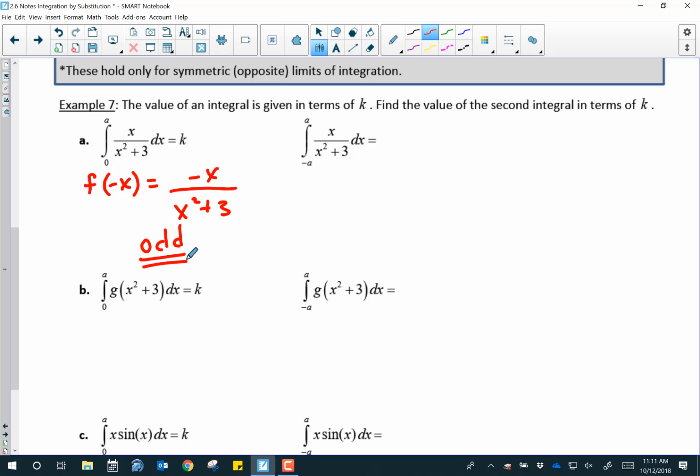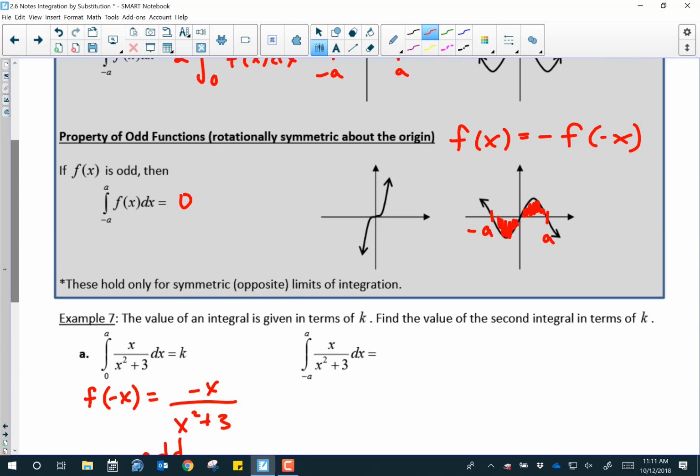Wait, how do we know it's odd? It's just the negative of my original function. Right? So if I restate this here, this is the same thing if I move that negative over, because x is squared.